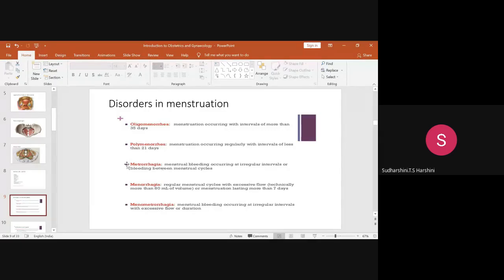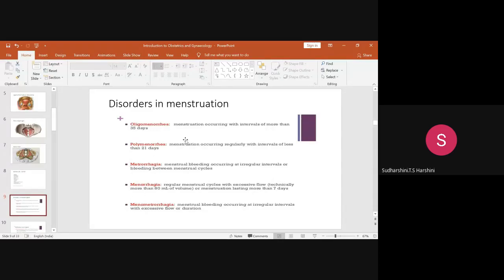Metrorrhagia means irregular. See, oligomenorrhea and polymenorrhea are both regular cycles. This is more than 35 days. This is less than 21 days. Metrorrhagia is menstrual bleeding at irregular intervals, so bleeding occurs between menstrual cycles. She'll get her periods, and in 10 days she'll get her periods again, and in 5 days she'll start bleeding again. That is called metrorrhagia.